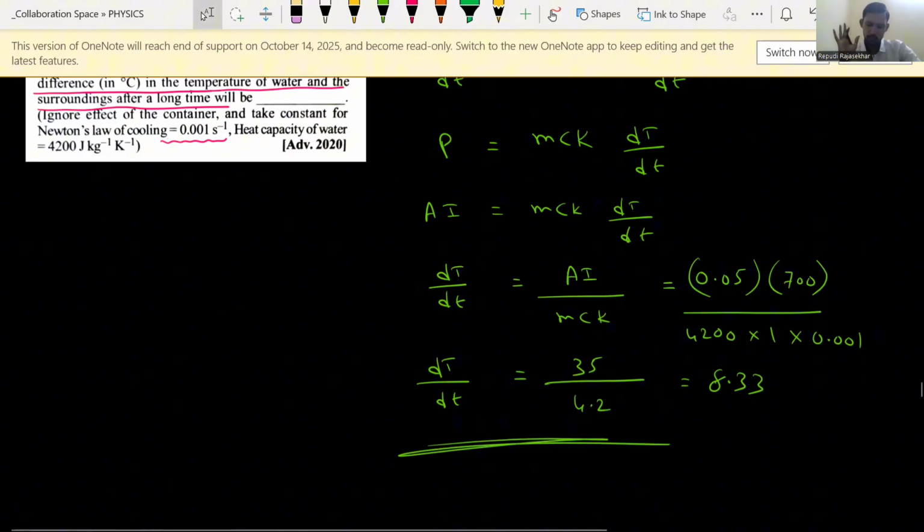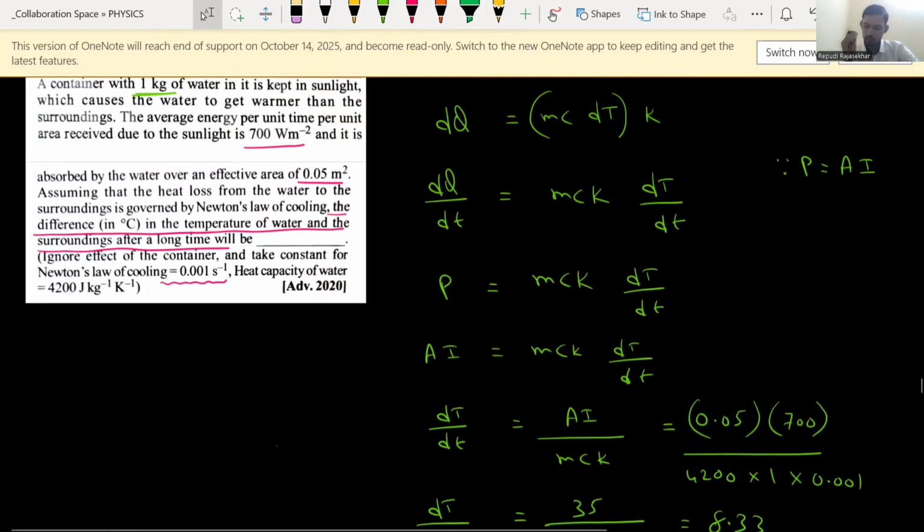Clear? So simple question it is. Better you take the constant also involved here only. Otherwise you have to take dq equals mc dt, this is equation number 1. The second equation is dq by dt equals e sigma A (T_b to the power 4 minus T_s to the power 4), equation number 2. Then again dq values you have to equate and then differentiate. Same you will get. So I have written here the first equation directly. Next one.